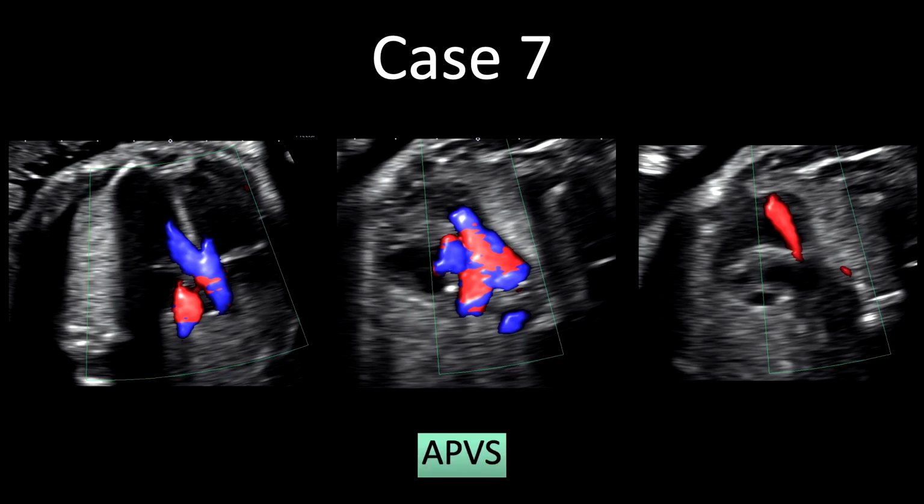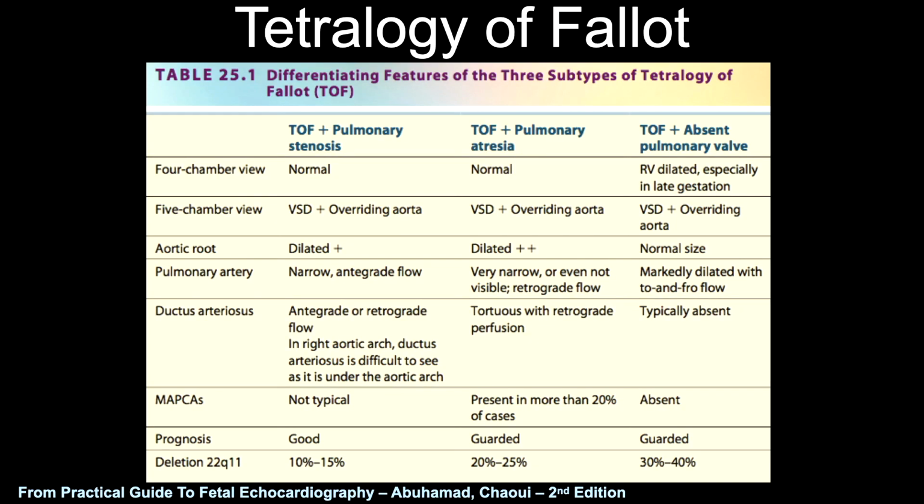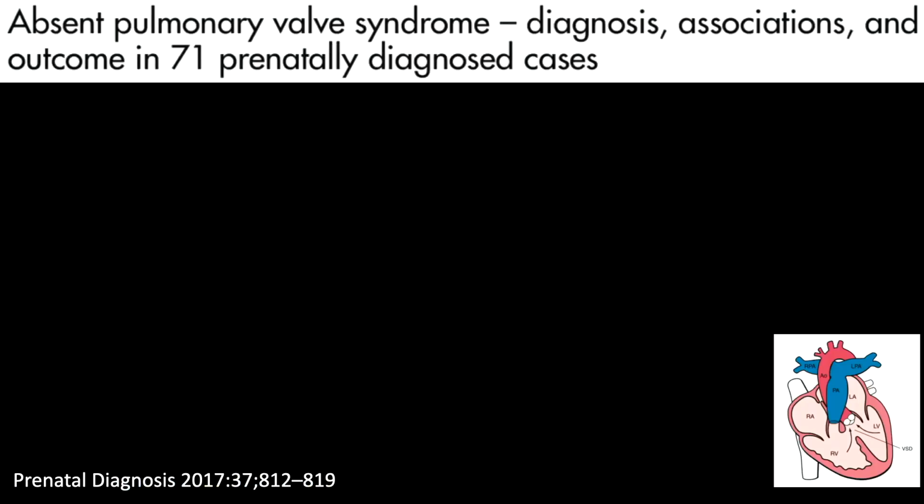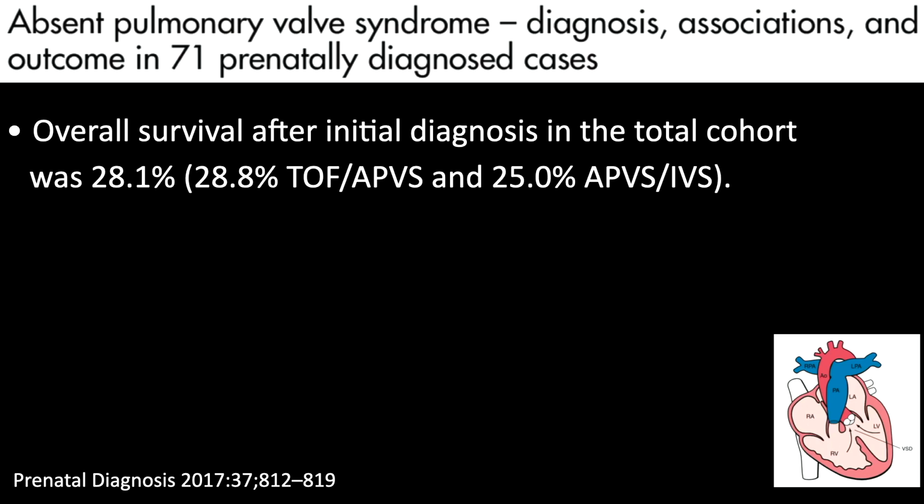So in looking at tetralogy of Fallot, between the different features, the tetralogy of Fallot with pulmonary stenosis, pulmonary atresia, and absent pulmonary valve syndrome, the pulmonary artery is narrow here, but very narrow in pulmonary atresia. You cannot see really flow through that, and markedly dilated in absent pulmonary valve syndrome. And the presence of MAPCAs are classic for pulmonary atresia with VSD, about 20% or more of the cases. And 22q deletion is common in the three of them, probably more common in the absent pulmonary valve syndrome. So the absent pulmonary valve syndrome is a more severe form of tetralogy of Fallot.